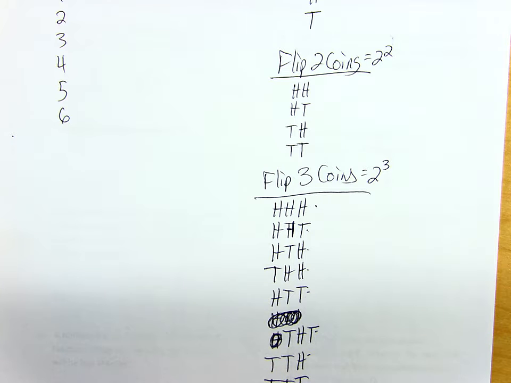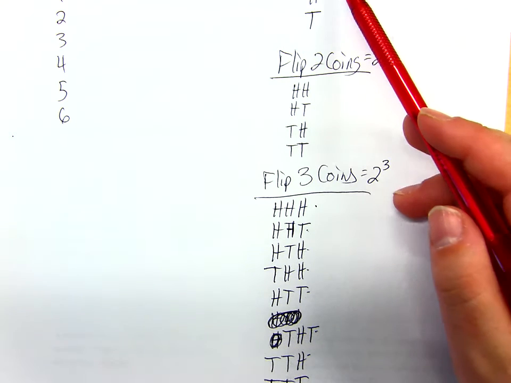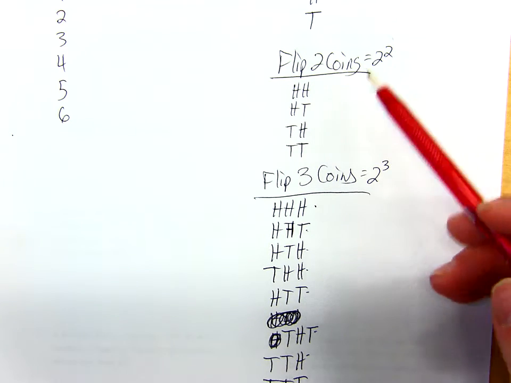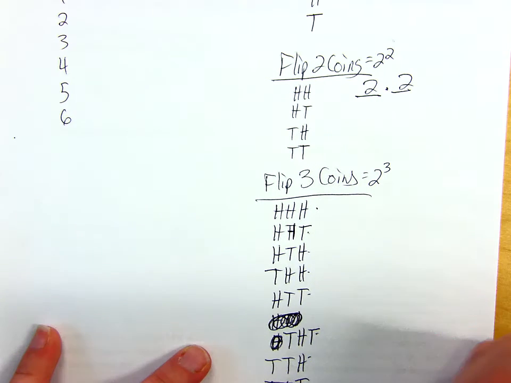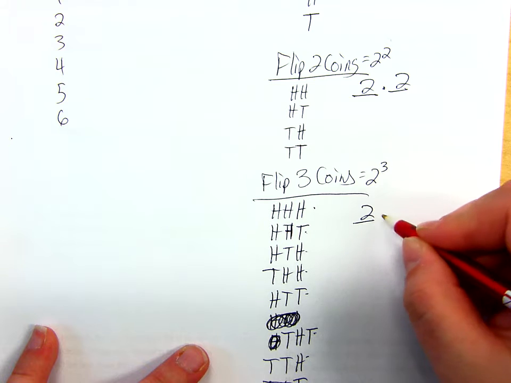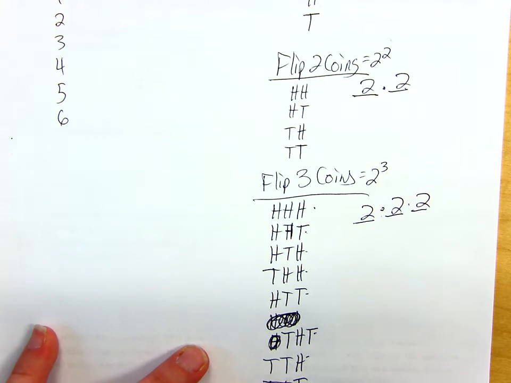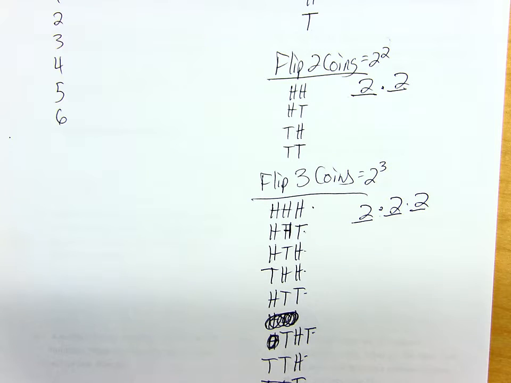Because each coin has 2 options, right? So if I'm only going to flip 1 coin, there's only 2 options. But if I flip 2 coins, they each have 2. So 2 choices for the first, 2 choices for the second. If I have 3 coins, 2 choices, 2 choices, 2 choices. So 4 coins would be 2 times 2 times 2 times 2, which is 16. So if you flip 4 coins, there's 16 possible outcomes.